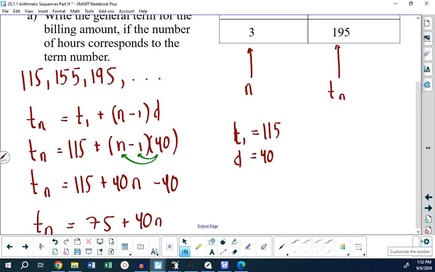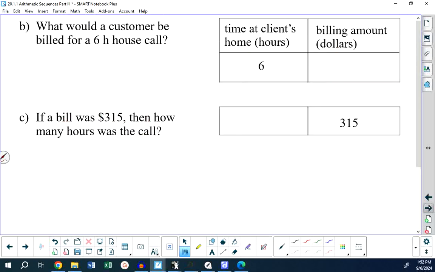Why am I missing that page? Oh, it is there. That's weird.